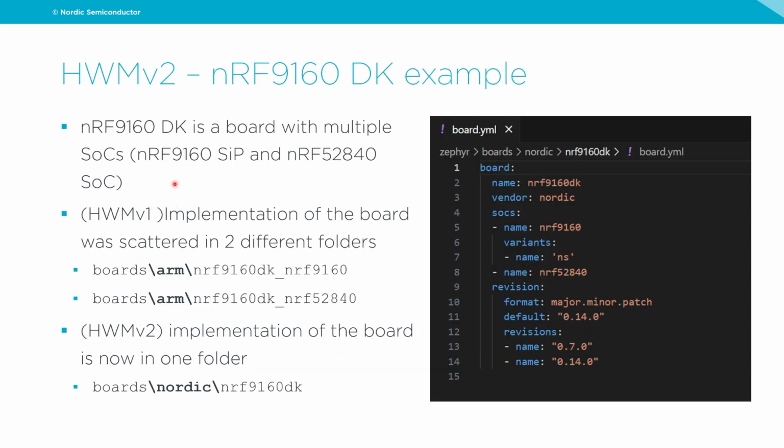So here's an example of a board definition with the legacy and the new hardware model, using the nRF9160 as an example because that has multiple SoCs. You have the nRF9160 SiP for cellular IoT, and you have the nRF52840 SoC for Bluetooth LE. With the legacy model, the board implementation was scattered across different folders, one for each device essentially. The new model puts everything into the same folder. Then you have this YAML file that defines your board with its various devices and also some other metadata, like, for example, the revision.